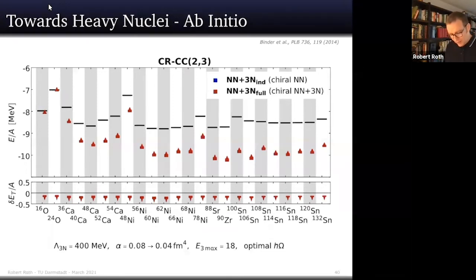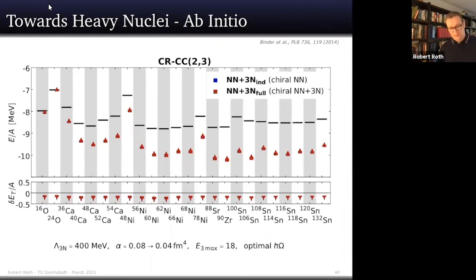The agreement is very nice with the experiment in this oxygen region, but as soon as you end up, say, in the calcium isotopes here, you see something goes systematically wrong. We have something like 1 MeV per nucleon overbinding as compared to experiment for these calcium isotopes. And it only gets worse, something like 1.5 to 2 MeV per nucleon, if you go to the tin isotopes. So this is now really where the problem is.